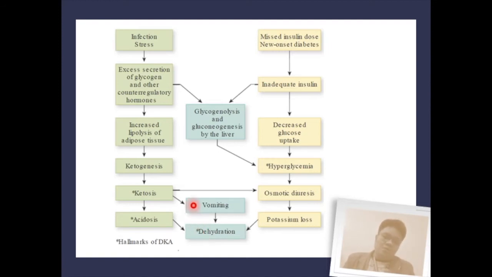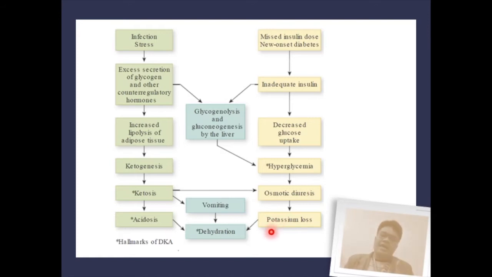Now ketosis. How would we know that there is ketosis? The ketone might come out in the urine, so the urine may test positive for ketones. Acidosis, we need your ABG result to confirm that. Hyperglycemia, the result of the blood sugar will be high. And then, of course, dehydration, you'll be looking at the signs and symptoms of fluid volume deficit.